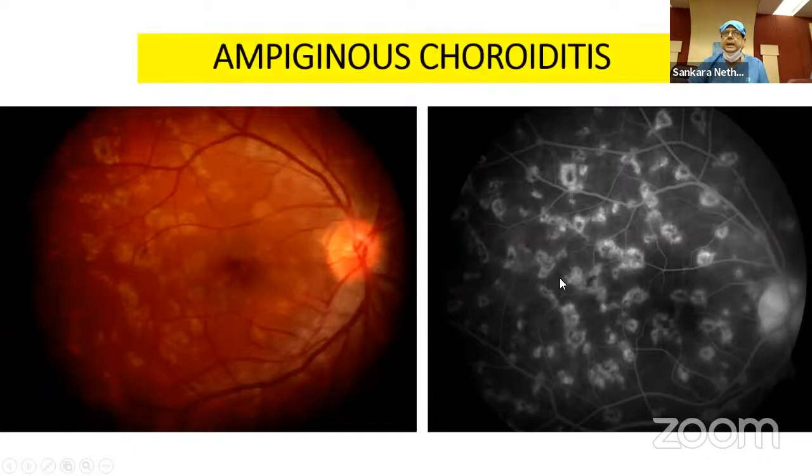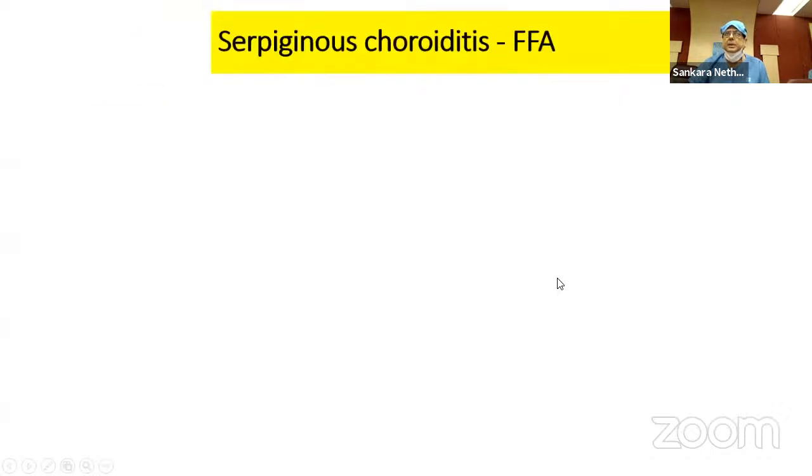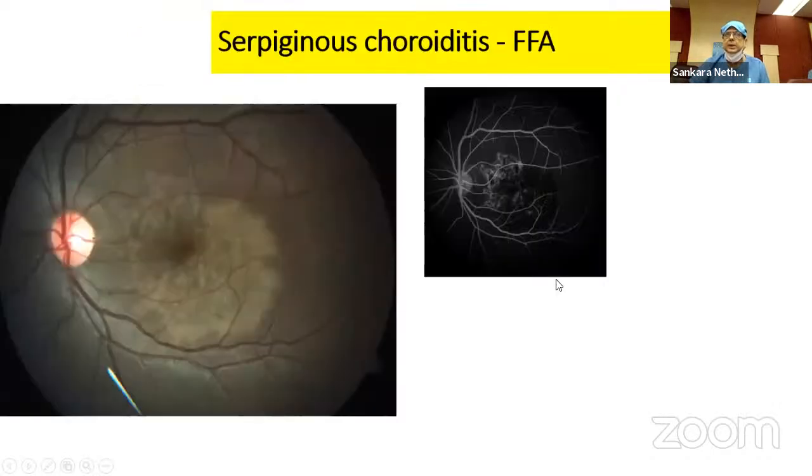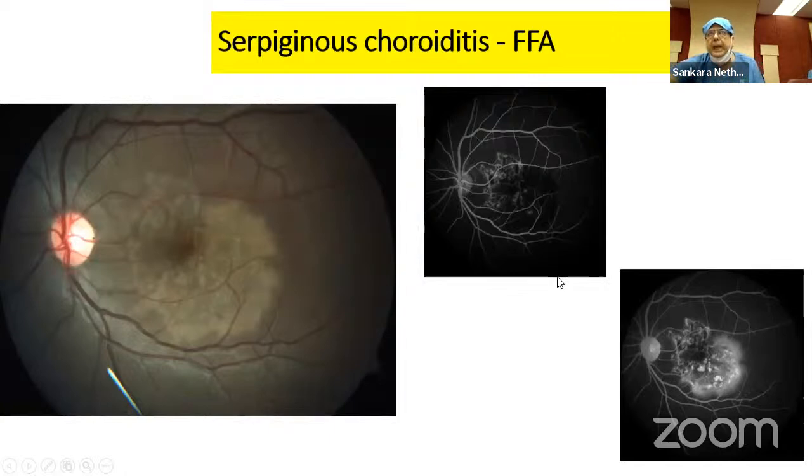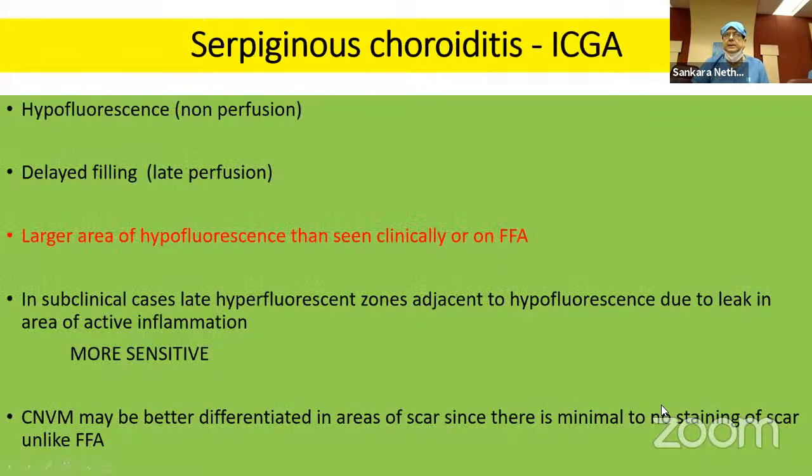If we look at this, this is amphigenous choroiditis. If you look at the serpiginous choroiditis, you will be seeing the active edges are hyperfluorescent, and the healed stages you will be seeing the hypofluorescence. So hypofluorescence with the hyperfluorescent margin is often seen in serpiginous choroiditis.